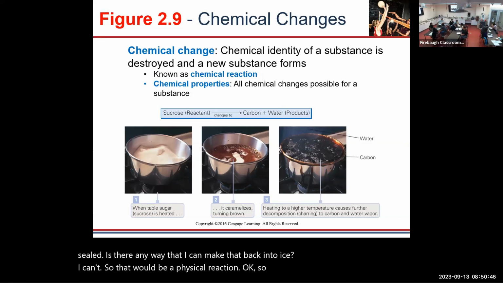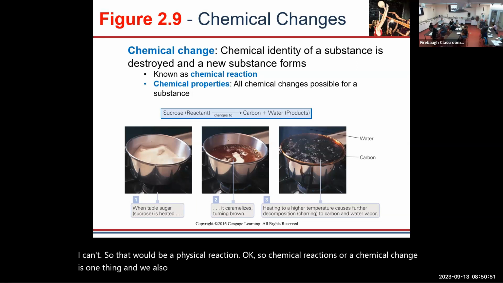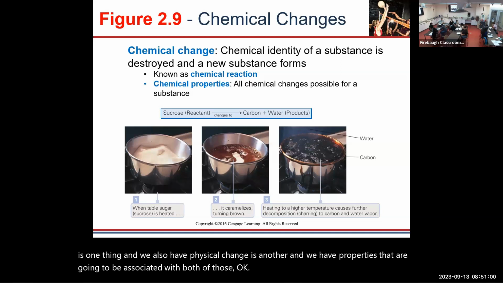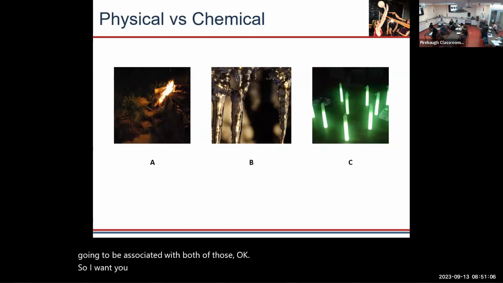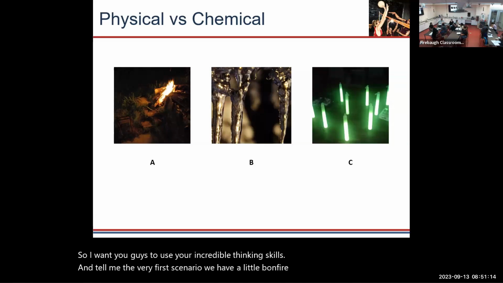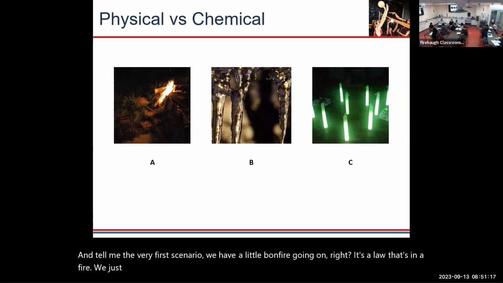Okay? So a chemical change is one thing, and we also have physical change as another. And we have properties that are going to be associated with both of those. Okay? So I want you guys to use your incredible thinking skills. The very first scenario, we have a little bonfire going on, right? It's a log in a fire. Just toss that log in that fire, it's burning. So, is that a chemical reaction or a physical reaction? You write it on paper and then we'll go to a vote.